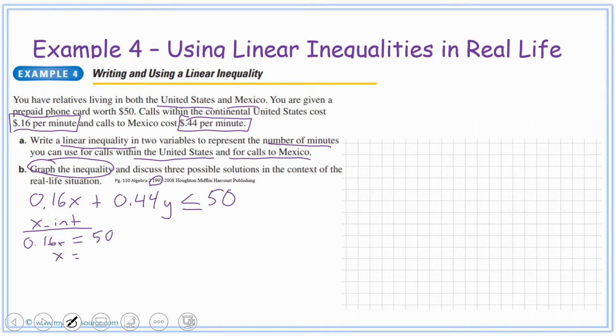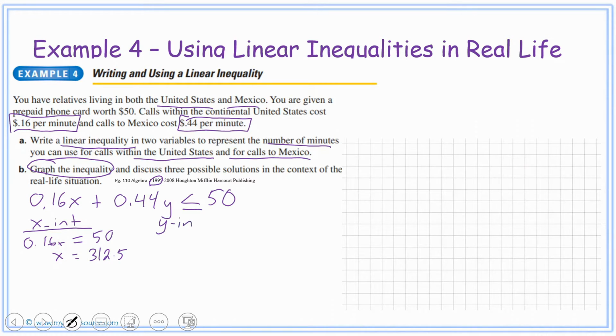I'm going to use a calculator there for time's sake. So 50 divided by 0.16 is 312.5, or 312 and 50 hundredths.